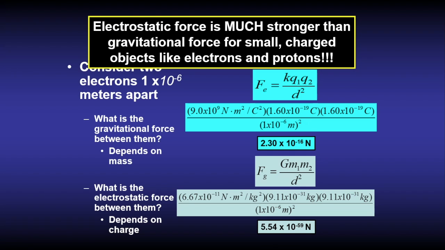Therefore, the electrostatic force is much stronger than the gravitational force for small charged objects like electrons and protons. And that means that this force is what's allowing those electrons and protons to attract and repel each other. It's not their gravity that's pulling them together, it's their electrostatic force that pulls them together or pushes them away.